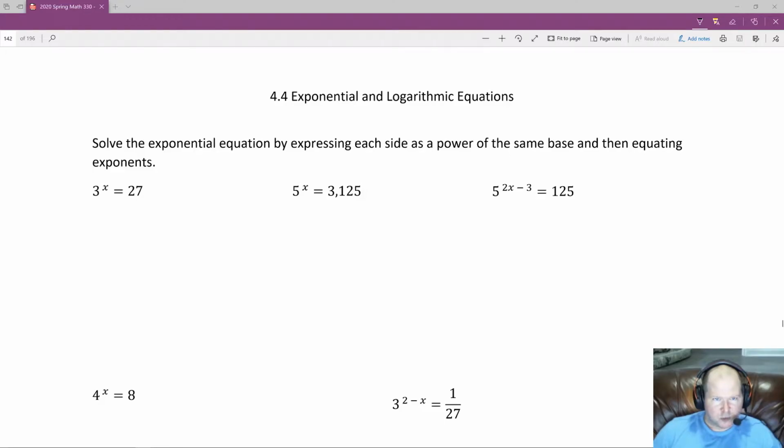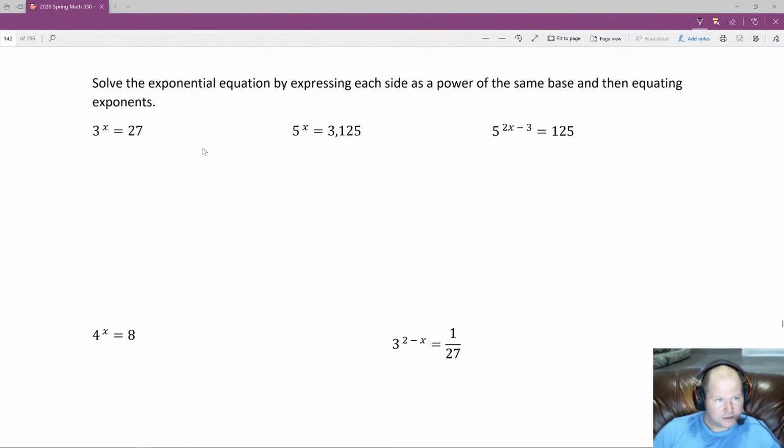All right, so more 4.4 exponential and logarithmic equations. So we're going to solve the exponential equations by expressing each side as a power of the same base and then equating exponents. All right, so let's see how this goes. So 3 to the x power, it's already been prime factorized, right?